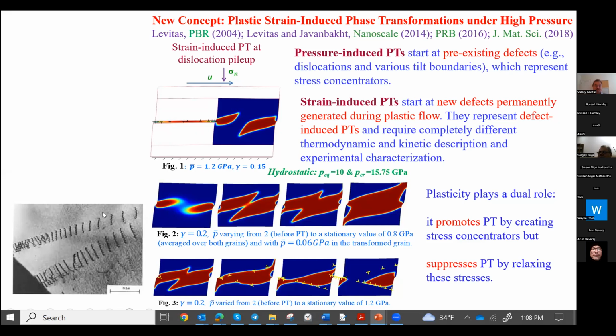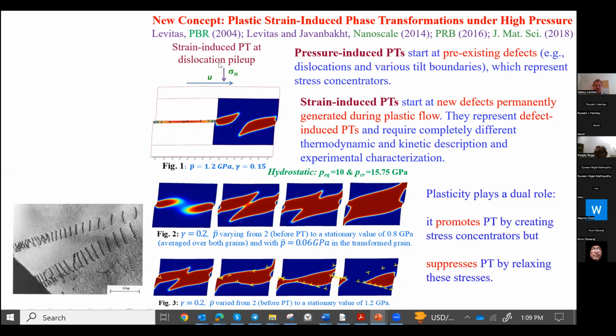And the only defect which can produce such strong effects is dislocation pileup. We first developed a simple analytical model, but then a much more advanced phase field model for interaction between phase transformation and plasticity. Let's consider a material with properties close to silicon. Under hydrostatic condition, phase equilibrium pressure is 10 GPa. And if we introduce one dislocation, phase transition occurs at 16 GPa.